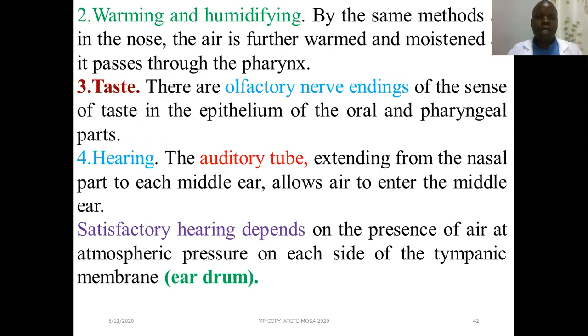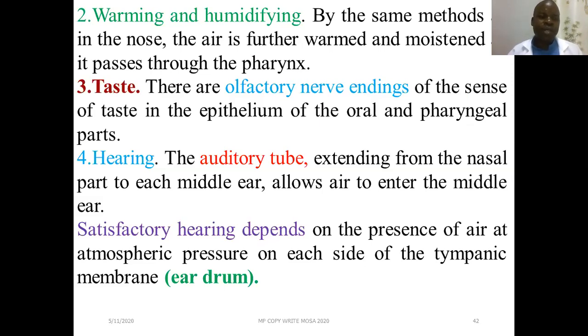2. Warming and humidifying. By the same methods as in the nose, the air is further warmed and moistened as it passes through the pharynx. So apart from being the passage of food and air, it also humidifies and warms the air that passes through the pharynx.